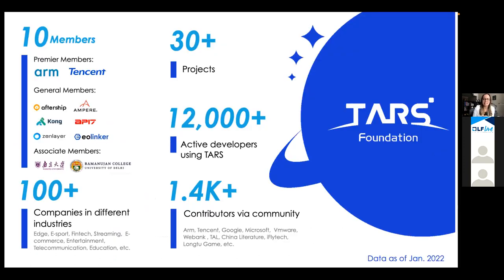Here is some information about the size and the vitality of the TARS community. The TARS Foundation was launched in March 2020, and currently we have 10 members, with Arm and Tencent as our premier members. We also have, as general members, Aftership, Ampere, Kong, API7, Zenlayer, and EOLinker. And as associated members, we have Nanjing University and Ramanujan College from University of Delhi. So far, we have more than 30 projects with more than 12,000 active developers using TARS, and also more than 100 companies using TARS, in different industries including edge computing, esports, fintech, streaming, and many more. Right now we have more than 1,000 contributors from different companies contributing to our GitHub repository as well, and you can be one of them.